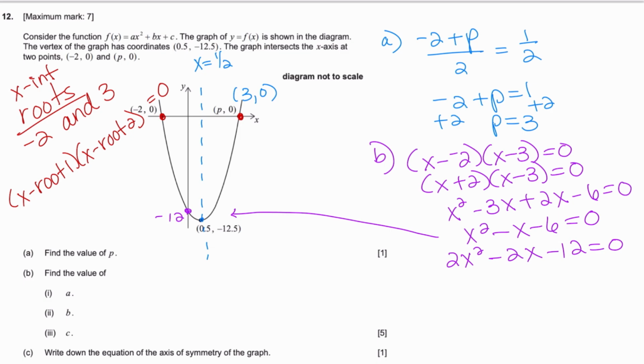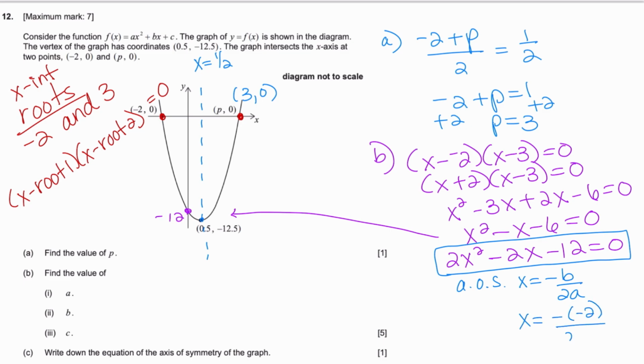And one of the ways that I can check to see if I am correct is that I can find the equation of the axis of symmetry, x equals -b over 2a. And if I use what I think is my answer, then I can see that x equals -(-2) over 2 times 2, which is 2 over 4, which is 1/2. So I am correct because I got exactly the same axis of symmetry.